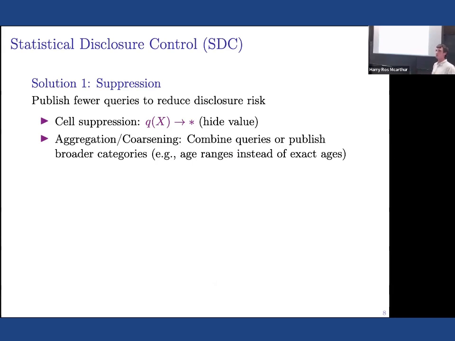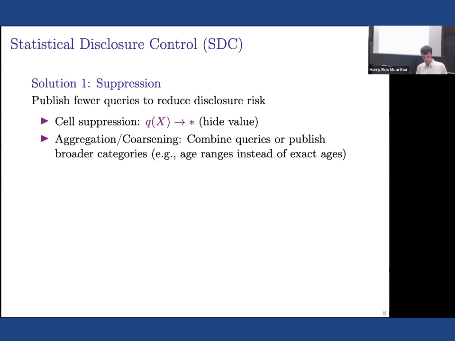An implicit way of doing it is to aggregate or coarsen some variables. You don't allow someone to ask how many smokers aged 55 live in Balaclava. You only allow people to ask how many people aged between 50 and 60 live in Balaclava. It's another way of suppressing the total amount of information that you publish.